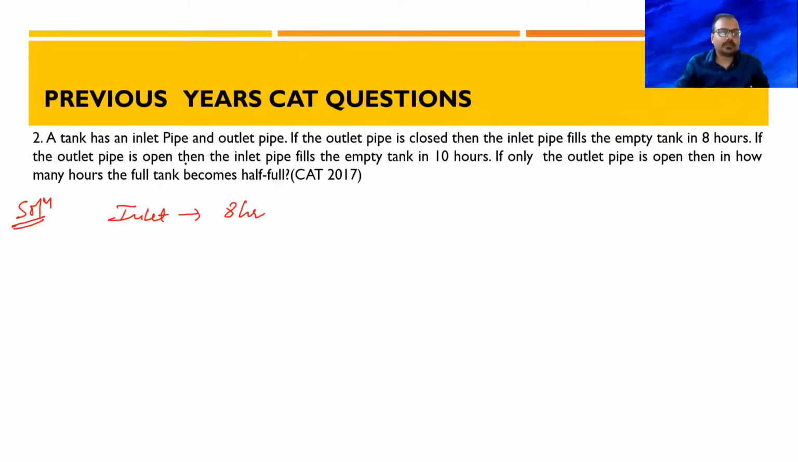If the outlet pipe is open, then the inlet pipe fills the tank in 10 hours. So if both the pipes are open, that is inlet pipe minus outlet pipe, the time taken is 10 hours. So what is the time taken by inlet pipe? 1 by 8 minus the outlet pipe equals 1 by 10.